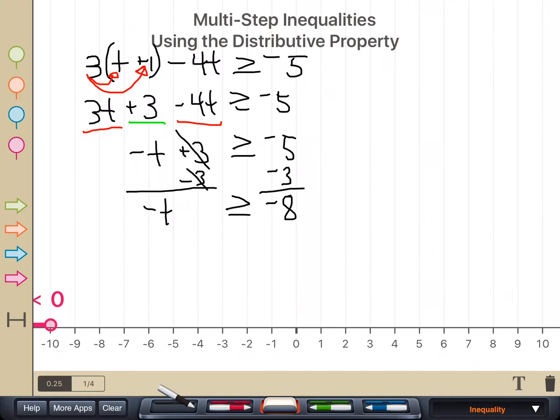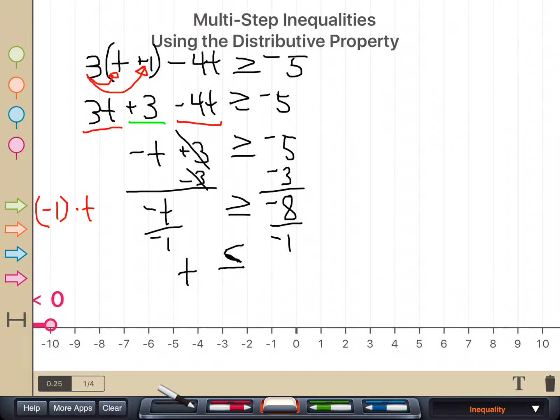I'm almost there. I've got -t. Now, what I want you to understand is that -t is equal to -1 times t. So we need to isolate the variable by getting rid of that -1. And we can do that by multiplying by another -1 or by dividing by -1. Either way, let's say I decide to divide by -1, I'm going to do that to each side. Dividing by -1 leaves us with t, but it obviously changes the sign because two negatives, when divided, make a positive. So I end up with positive t.